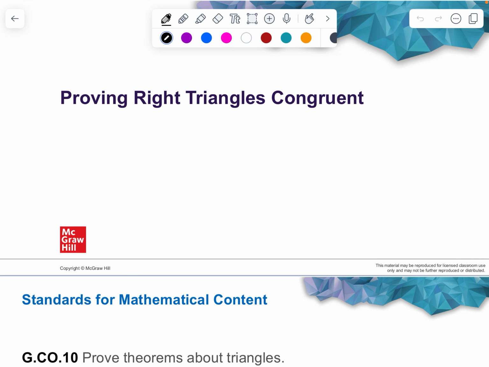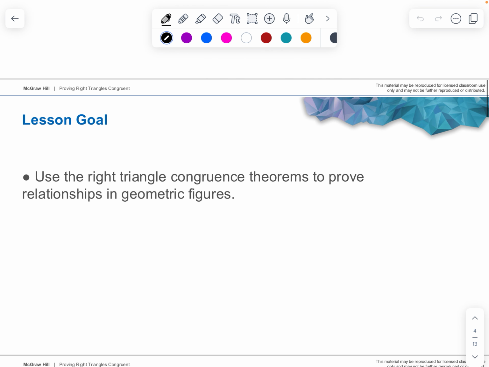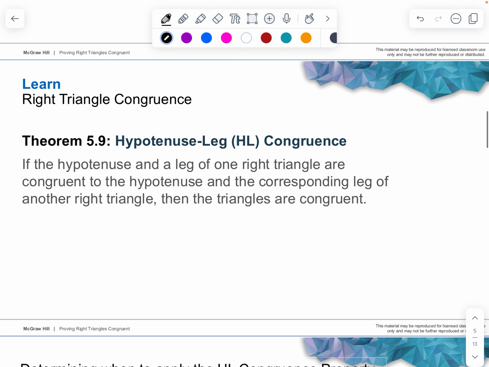Okay, we are in lesson 5.5, which is page 15 in your notes, and we're talking about proving right triangles congruent. So we'll be using the right triangle congruence theorem to prove relationships in geometric figures. Specifically, we're going to be looking at the HL theorem. We are only looking at theorem 5.9, the hypotenuse leg congruence theorem. This theorem states that if the hypotenuse and leg of one right triangle are congruent to the hypotenuse and the corresponding leg of another right triangle, then the triangles are congruent.